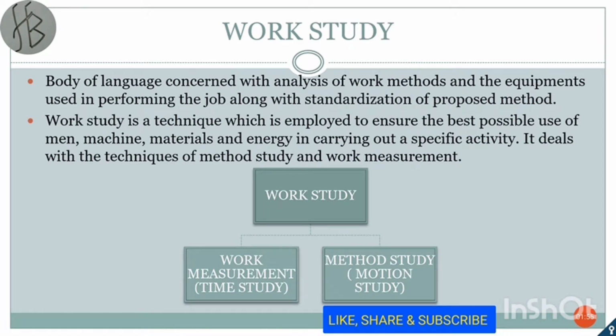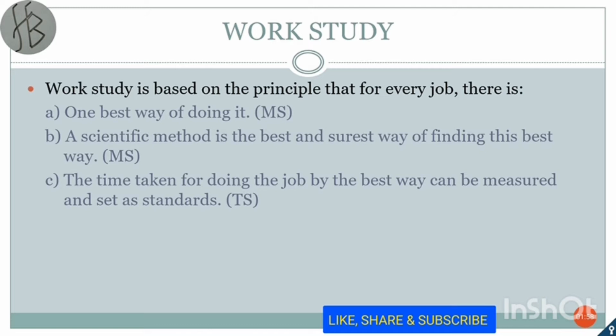So the work study is based on certain principles for doing any job. For the motion study or the method study, there are two principles. First, there is one best way of doing any work. Second, a scientific method is the best and the surest way of finding this best method. Whereas the time study principle says that the time taken for doing the job by the best way can be measured and it can be set as a standard. So these are the basic principles of the work study.